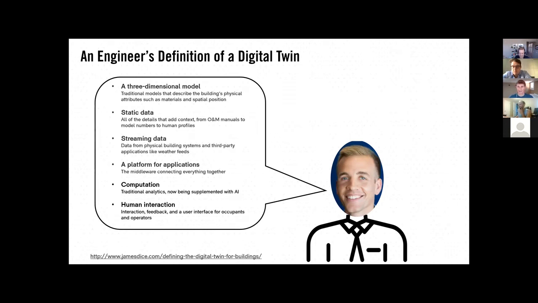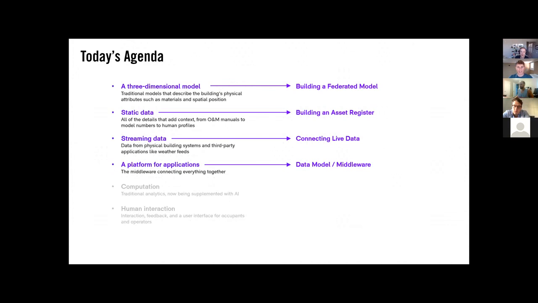But I want to start out with this amazing definition of what a digital twin is. Previous to James's Nexus days, he had a little blog, and he wrote this little breakdown of the components you need to qualify as a digital twin. I like this, so instead of redefining it, I thought I would just follow his lead. A digital twin needs a three-dimensional model, static data related to the assets and equipment, streaming telemetry data from the systems themselves, a platform for applications, which is this middleware concept, and then analytics and some human interaction.